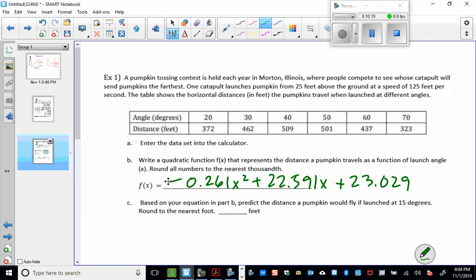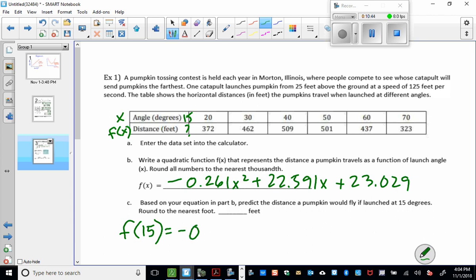So we don't have data there for 15, right? We're trying to make a guess using our equation. This is x though, right? And this is f of x, or y, right? I'm given an x value and I want to find the y value that goes along with it. So what I have to do is plug it in. I have to find f of 15.